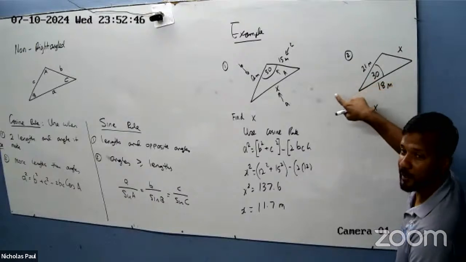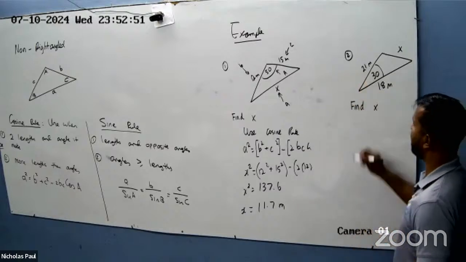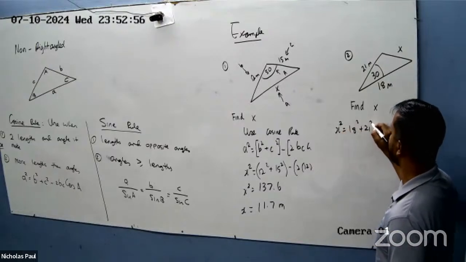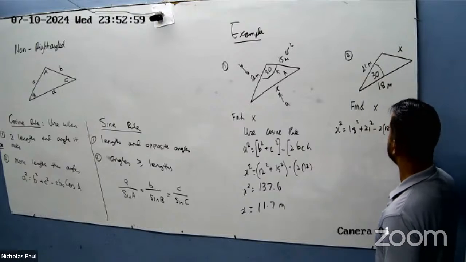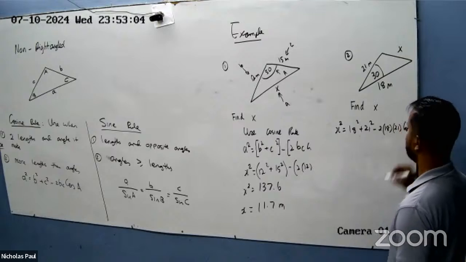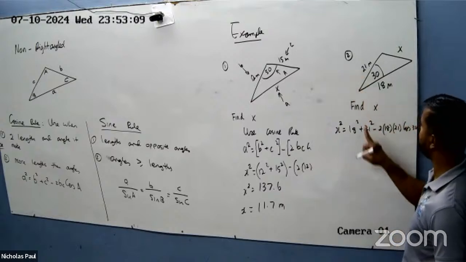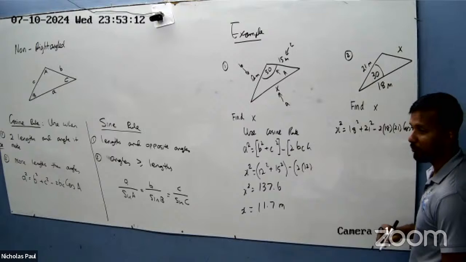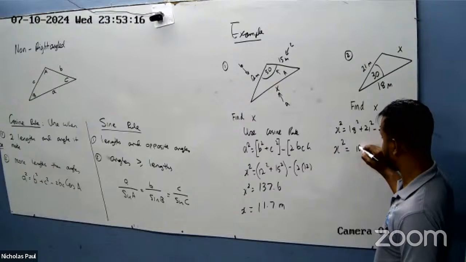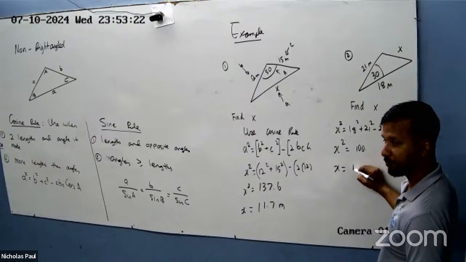Why? Two lengths and the angle in the middle, right? So set it up again. x squared is equal to 18 squared plus 21 squared minus 2 by 18 by 21 cosine 30. That's okay? You have 18, 21, and the angle in the middle. When you work it all out, x squared was around what? 100 point something, right? So x was what? 10.5.